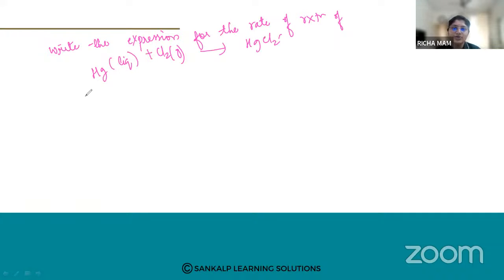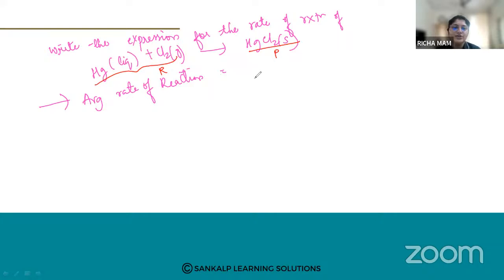Write the expression for the rate of reaction of Hg liquid plus Cl2 gas, giving you HgCl2 solid. So how will we write the average rate of the reaction? Average rate of reaction is given as what? This is your reactant and this is your product.